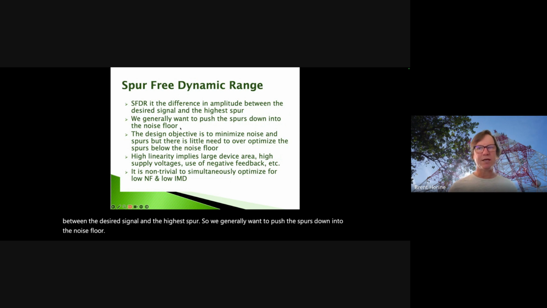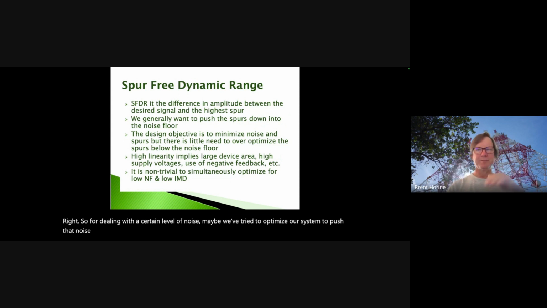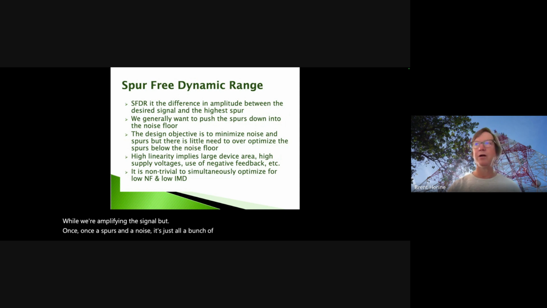So if we're dealing with a certain level of noise, maybe we've tried to optimize our system to push that noise down while we're amplifying the signal. But once a spur is in the noise, it's just all that energy down there anyway, right? So that's the objective. We want to minimize the noise and the spurs, but there is little need to over-optimize the spurs below the noise floor, right?